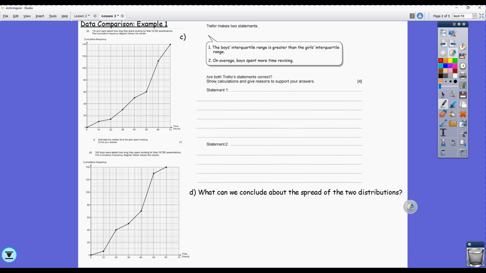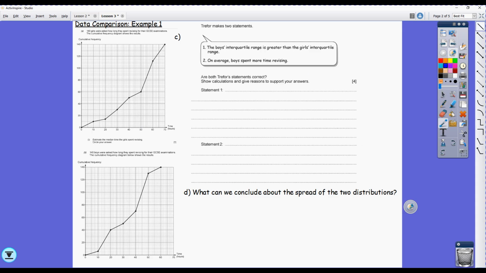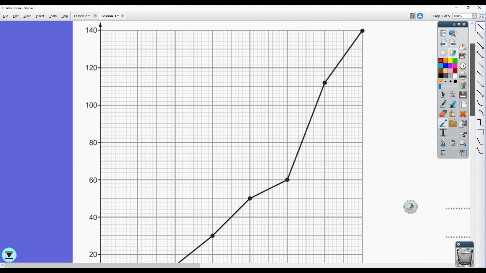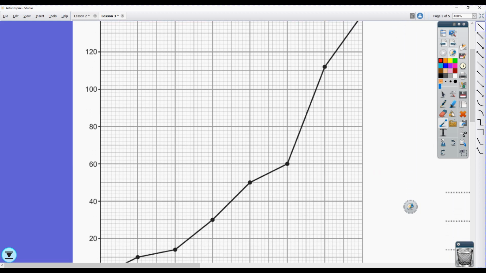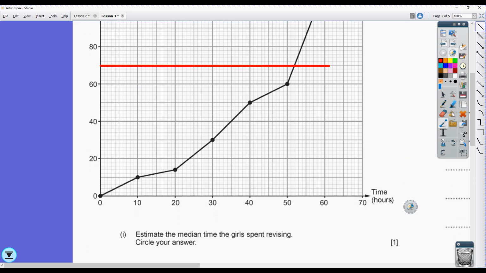So, statement number one, we want to work out the interquartile range. And obviously, we're comparing the boys and the girls, so we need to work out the IQR for both of the graphs. So let's do it for the girls first. There were 140 girls surveyed, so 140 over 2 is obviously 70, so we need to go across from 70 and then go down. So that is obviously going to be 52.